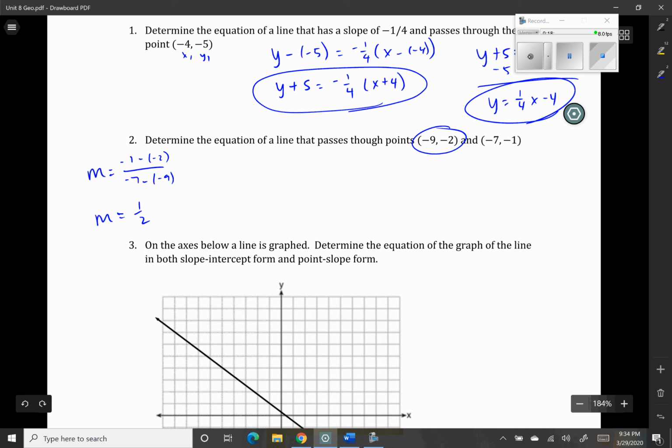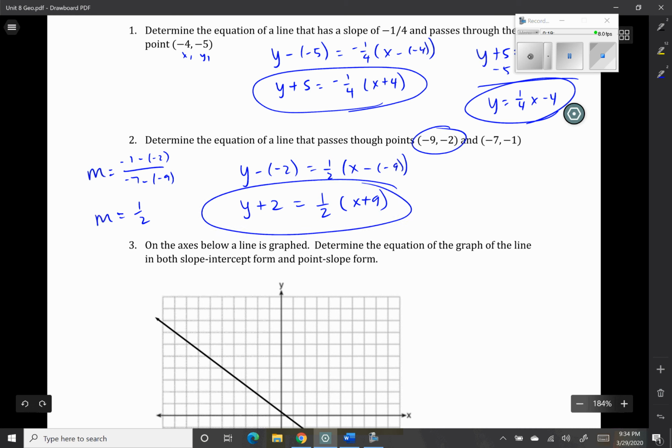Pick a point. It doesn't matter which point. So I'll pick the first one. So I'll say y minus negative 2 is equal to 1/2 times x minus negative 9. Let's clean up those double negatives. So we have a plus 2 and a plus 9. Again, perfectly acceptable equation of a line.